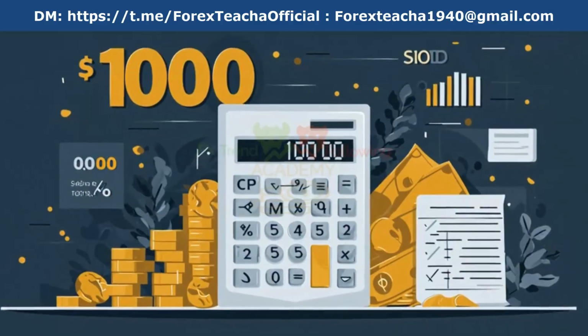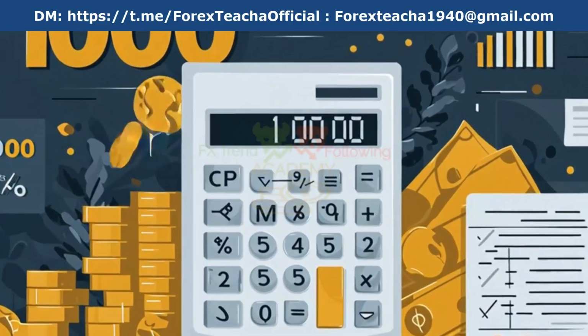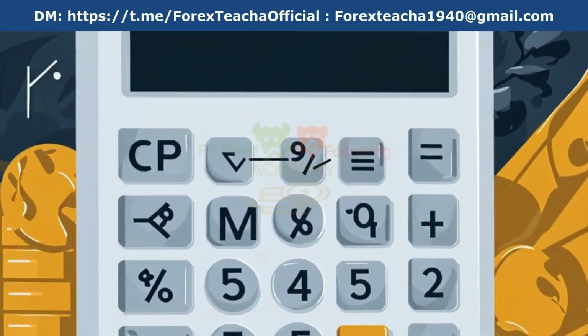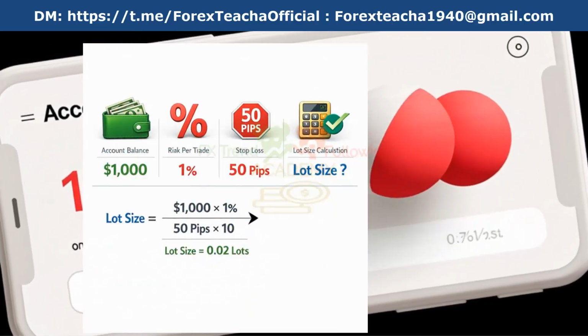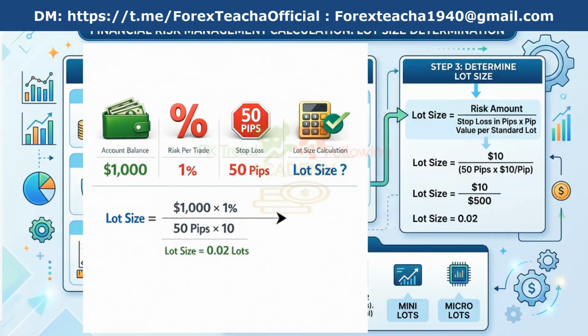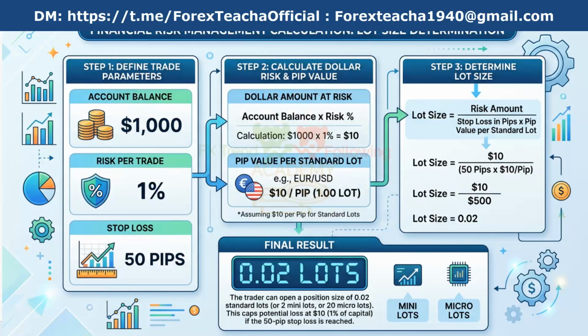Let's say your account size is 1,000. You risk 1%, which is $10. Now let's say the ATR value is 50 pips. So we calculate it like this. Lot size is equal to risk divided by stop size. So in this case, you are going to say $10 divided by 50. It's going to give you 0.2. That's your lot size.